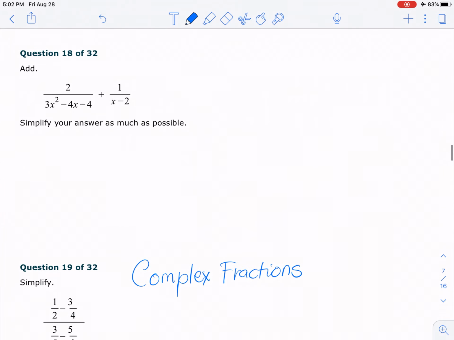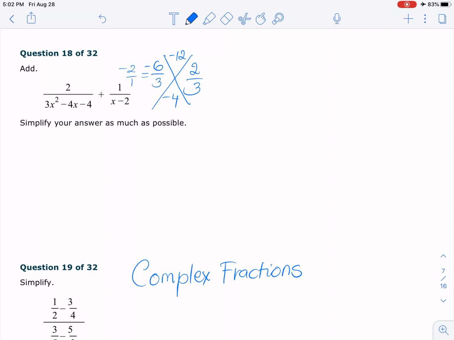All right, number 18. The first thing we need to do, like I said, is factor. So I'm going to factor first. So 3 times -4 is -12. I need to pick two numbers. I'm going to pick 6 and 2. So how about -6 and +2? I'm going to divide by 3, this 3 right here. So we reduce it. We get -2 over 1.